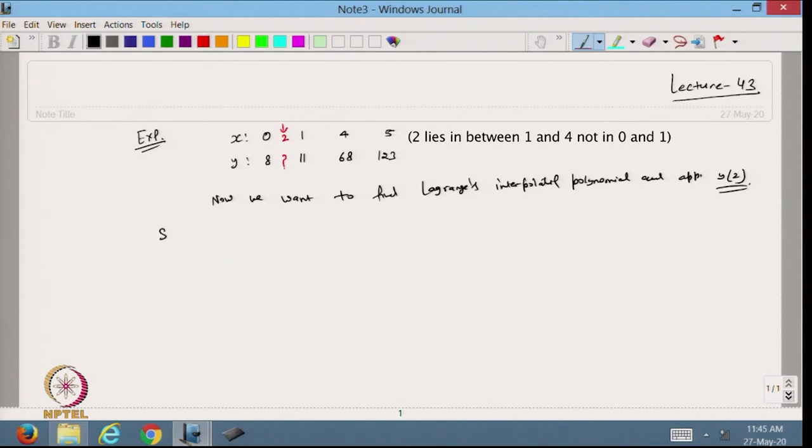Now in this case I want to use the Lagrange interpolating polynomial. You can see that the values of x are given non-uniformly: the difference between 1 and 0 is 1, then the difference is 3, and then the difference is 1. So this is non-equispaced data. Now we have 4 points of data, so my polynomial will be cubic. So I can write P3(x).